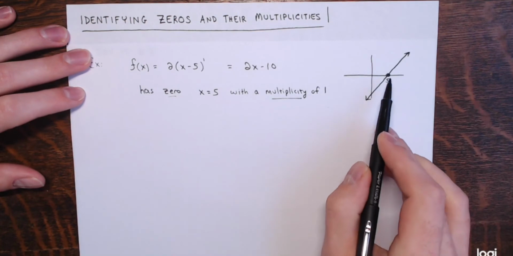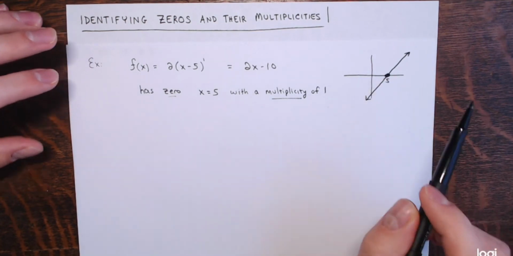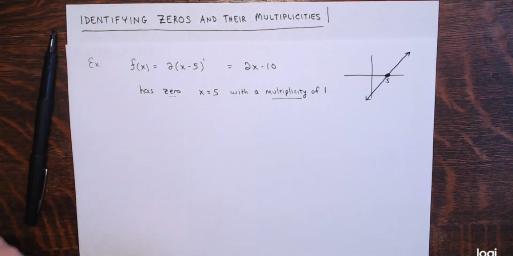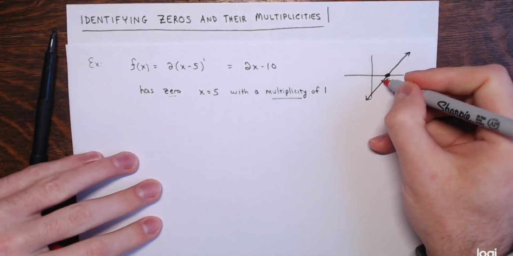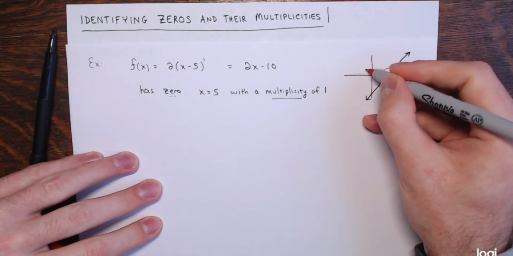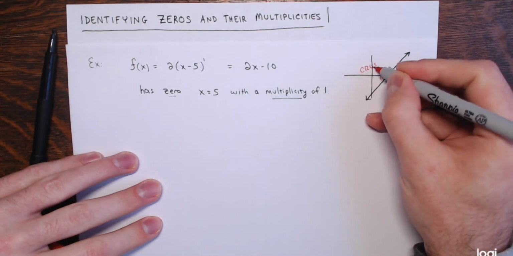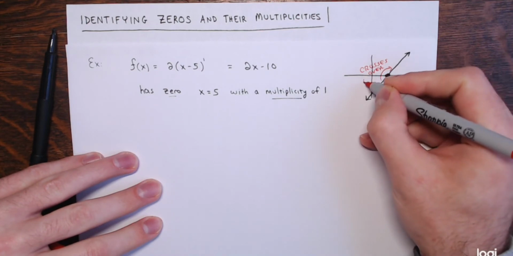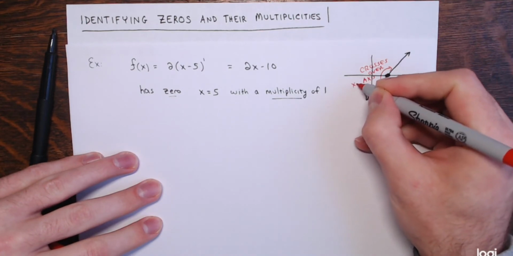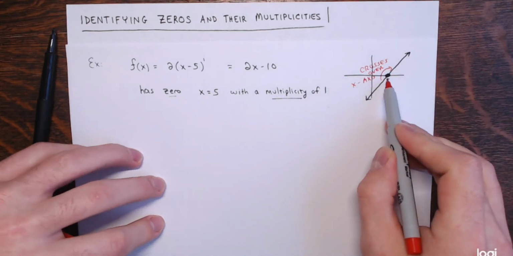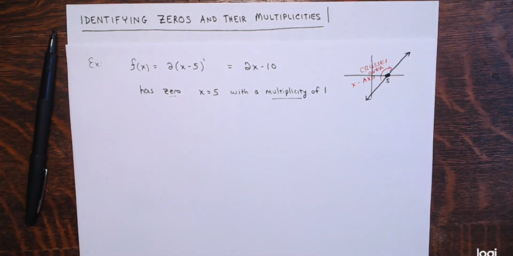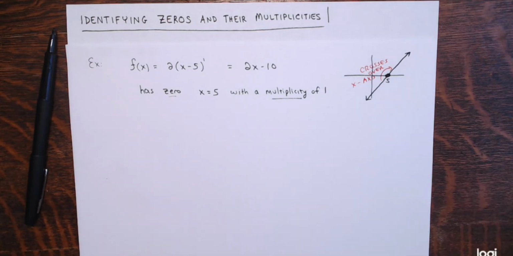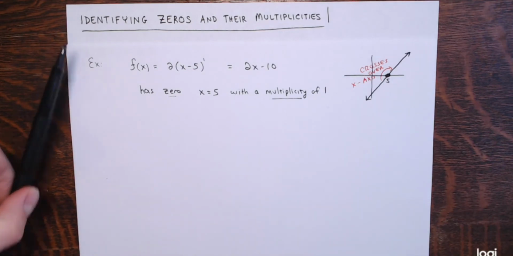And look at what happens at that intercept, right? At that x-intercept, at that zero. See how the graph crosses over the x-axis? The graph crosses over the x-axis at x equals 5. It goes from being negative to positive, or positive to negative for some other cases.